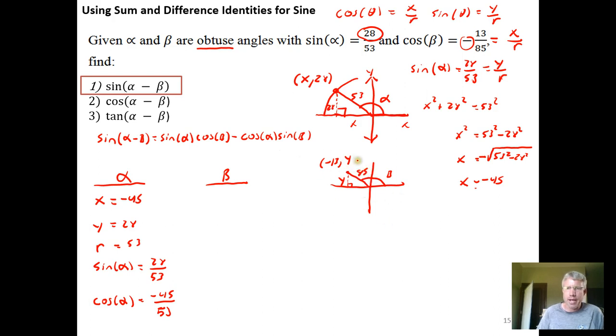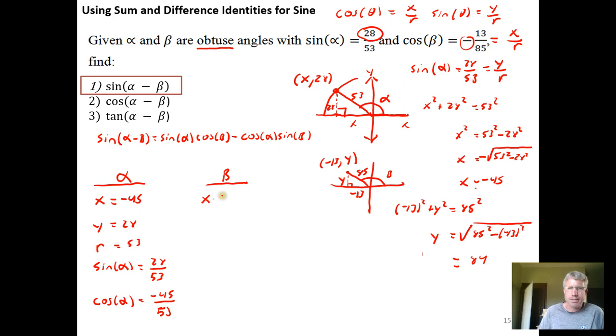And again, we can use the Pythagorean theorem to calculate y, because y is the height of this right triangle, and x is the signed width of this right triangle. So we get negative 13 squared plus y squared equals 85 squared, which means that y is going to equal the positive square root of 85 squared, having subtracted this negative 13 squared from both sides. And if we pop this into a calculator, we get 84. And so now we know everything about beta that we need to know.